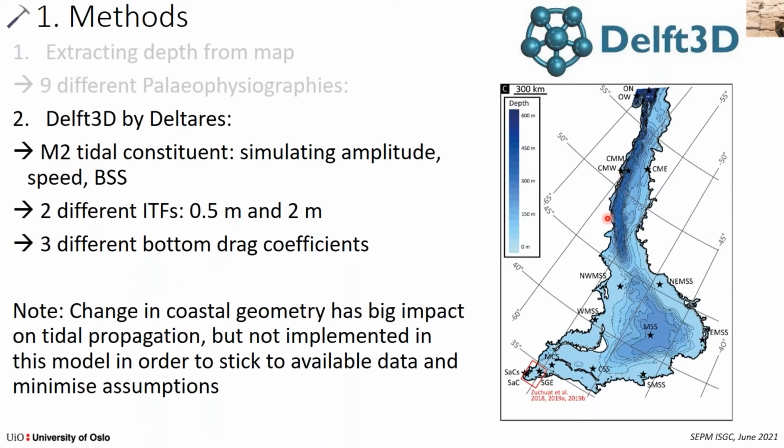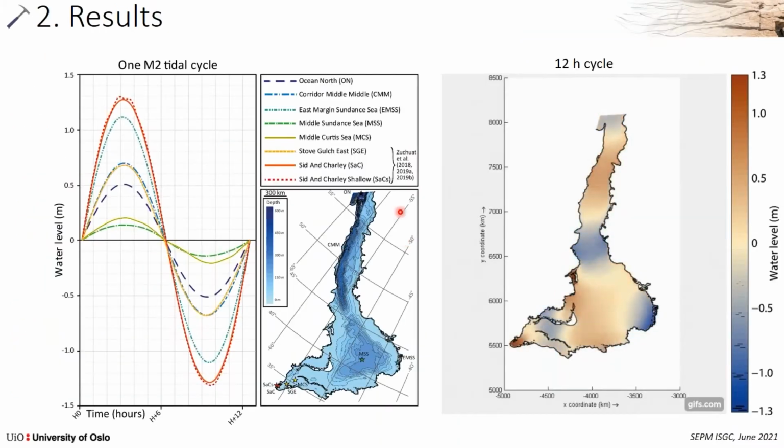We didn't change the coastal geometry, again, because we didn't want to make too many assumptions. We know that the coastal geometry would have a huge impact on the propagation of tides, but again, trying to limit the number of assumptions to make, we stick with the coastal geometry that was available to us. And these are some of the results.